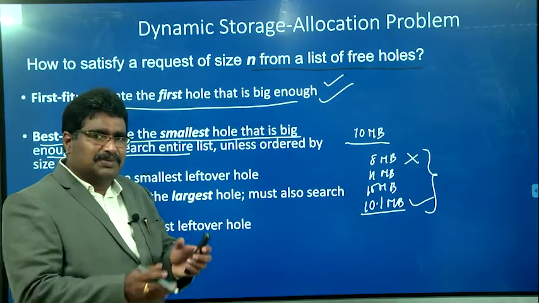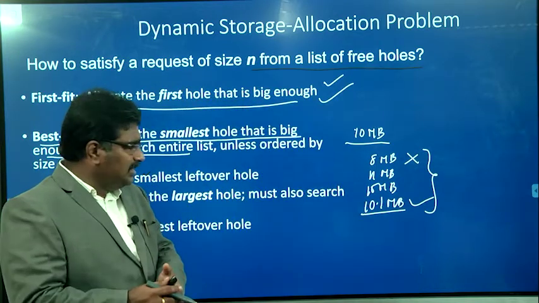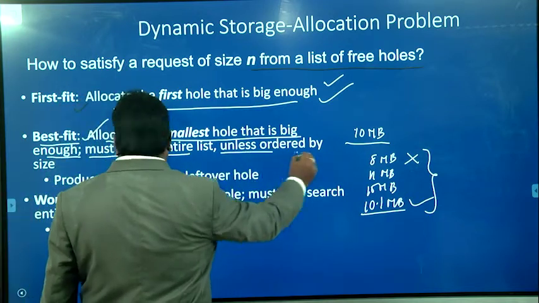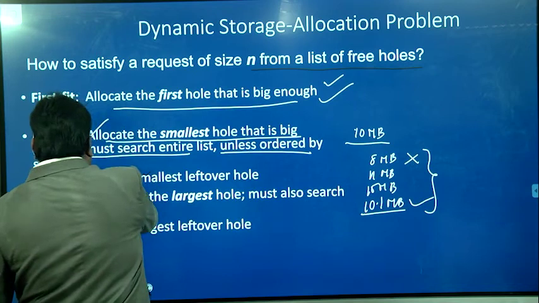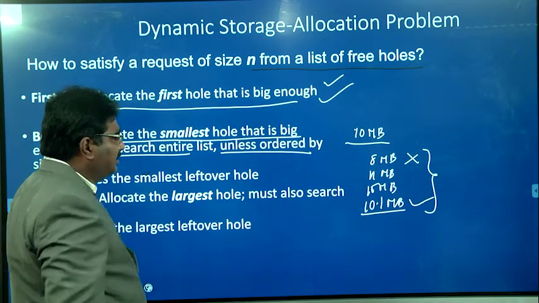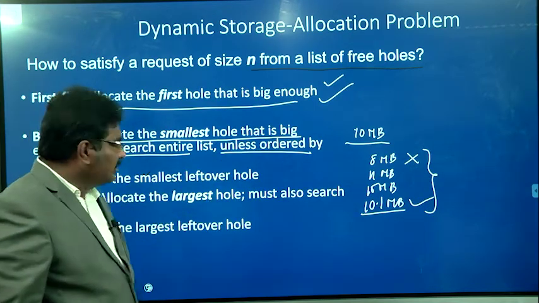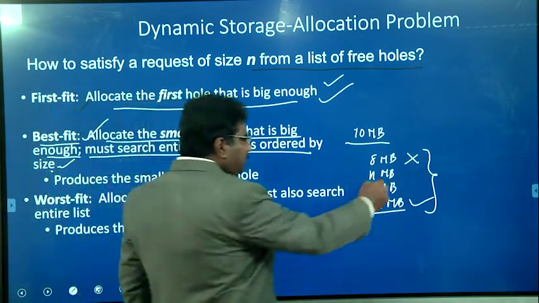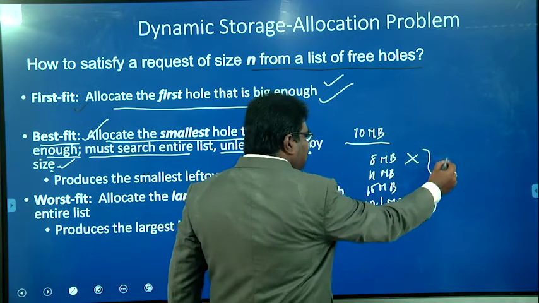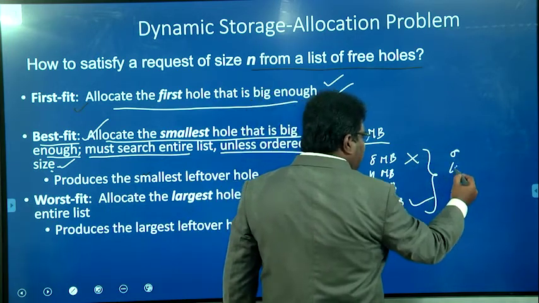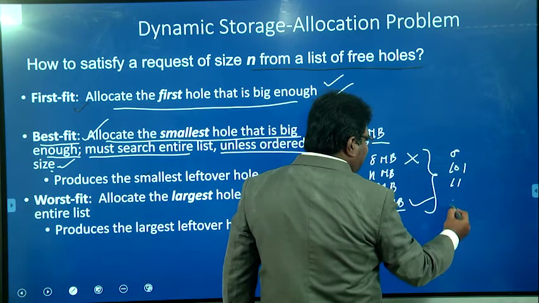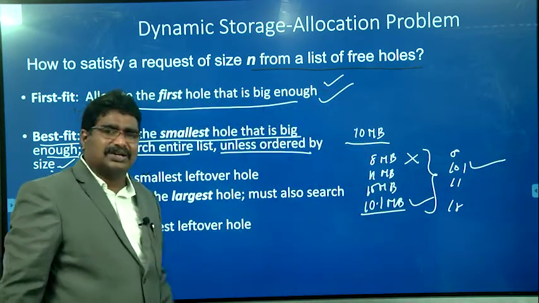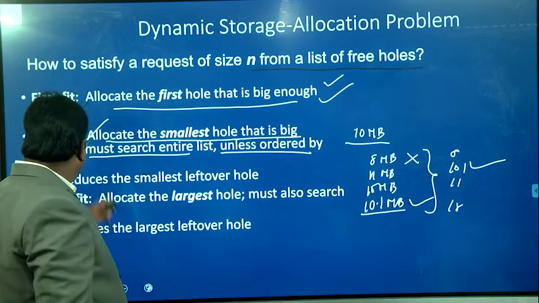We need to find the smallest one that is greater than or equal to the required process size. Unless they are mentioned in order, we need to search the entire list. That is the requirement. If the free holes are already mentioned in order, then we can find it automatically. For example, if the free holes are listed as 8 MB, 10.1 MB, 11 MB, and 15 MB, the first one is not sufficient, so we directly go to the second one. So that is the best fit algorithm.